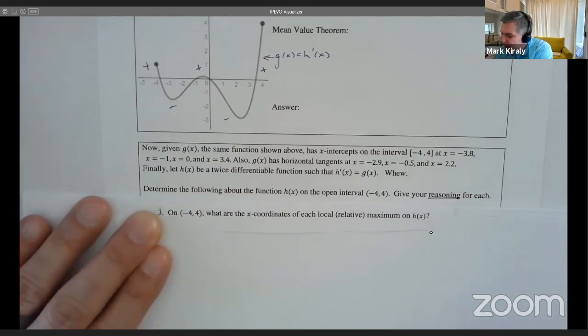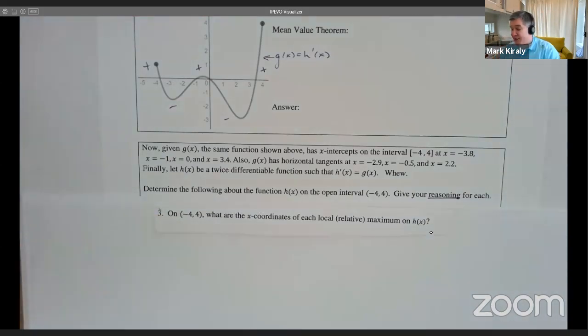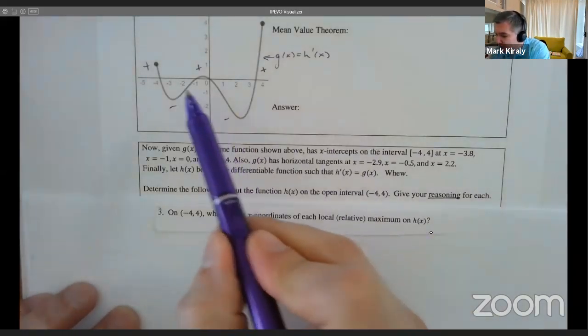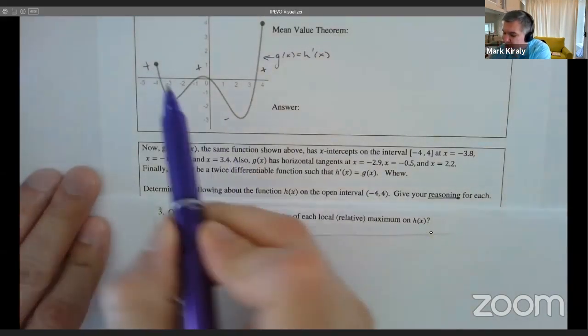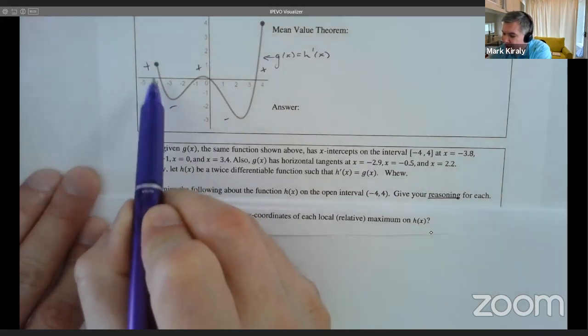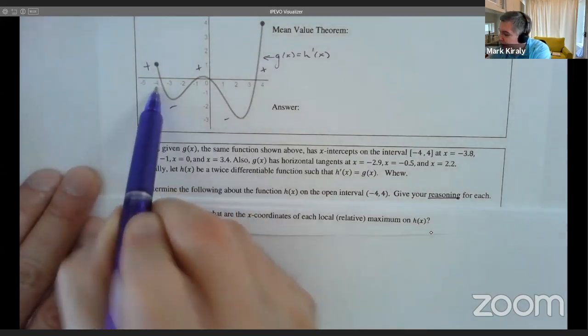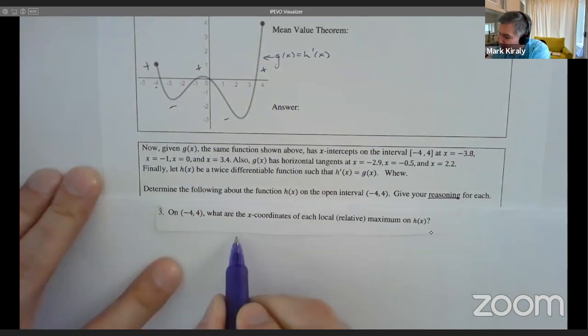So I want to look at places where the function exists, and we know the function exists everywhere because it's differentiable, so it's continuous. I also want to know where it goes from increasing to decreasing. And I measure that by looking where h prime changes from positive to negative. So I have positive to negative right here at that x-intercept, which is -3.8.